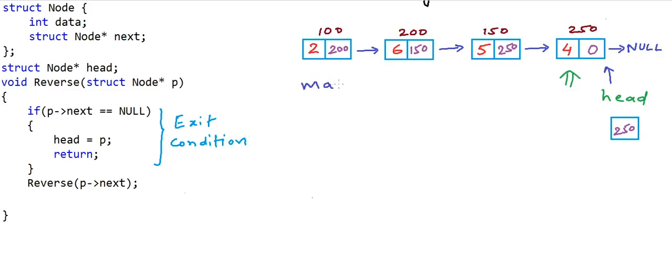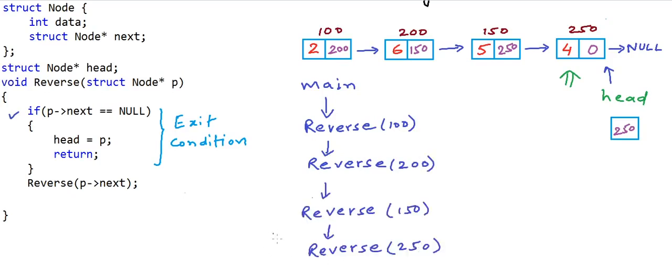From the main method we will call the reverse function, passing it the address of the head node, address 100. We will come and check this condition: if p.next is equal to null? No, it is equal to 200 for the node at address 100. So this recursion will go on till we reach this call to reverse, passing it address 250, and now we will come down, and now we have come to this exit condition, and now head will be set as p, and the list will look like this.